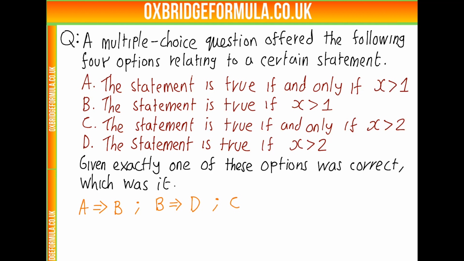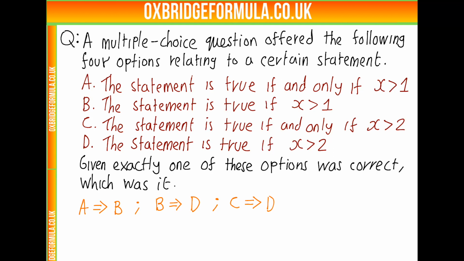Finally, let's suppose C is true. So the statement is true if and only if x is greater than 2. Well, this is much like our A implies B case. If x is greater than 2, well, statement C says our statement is true. So D holds. So C implies D.